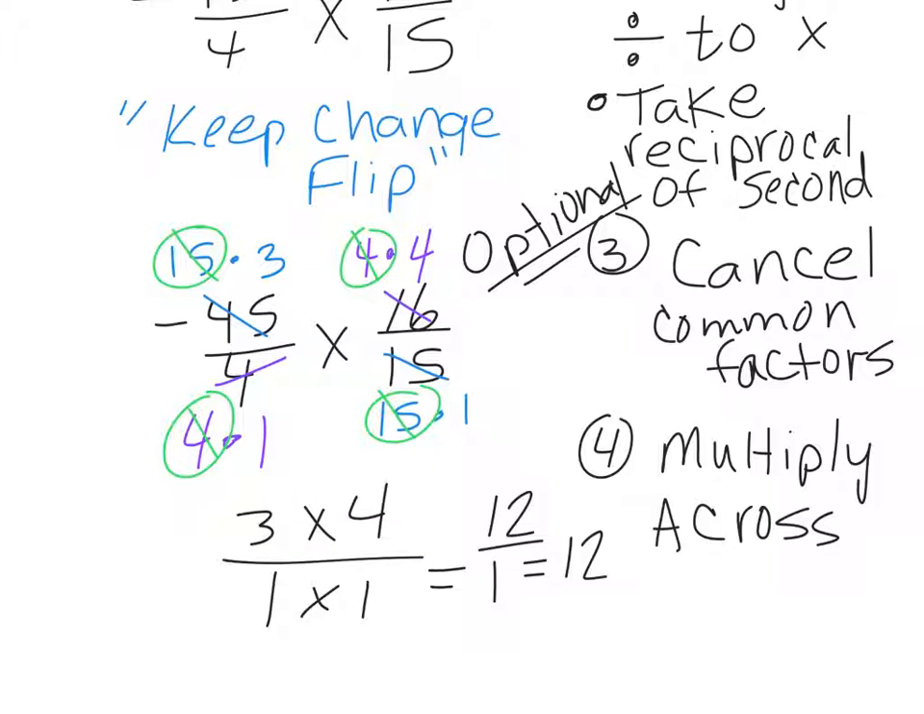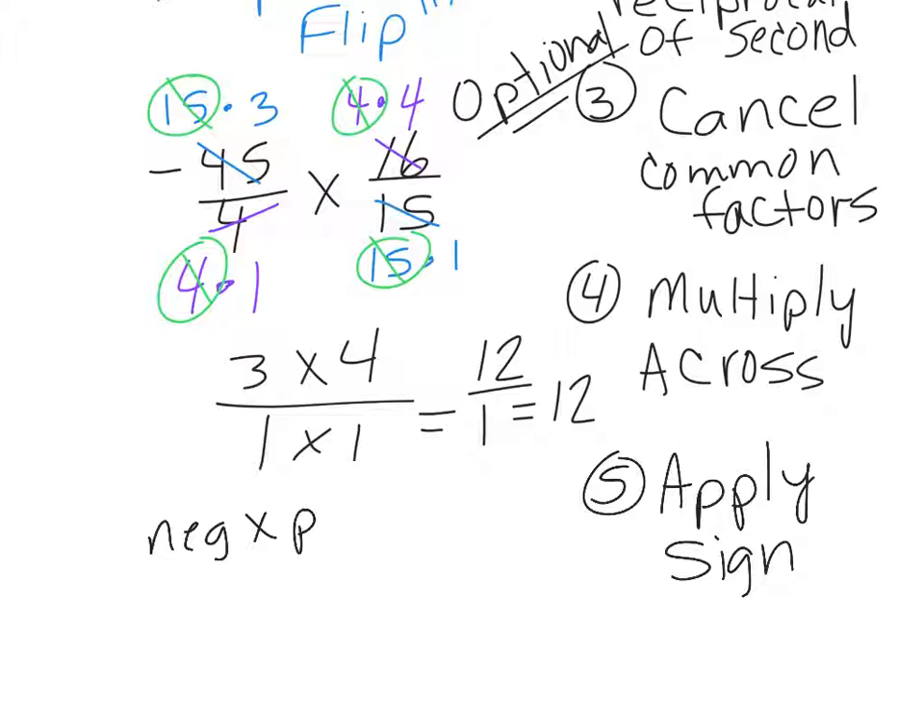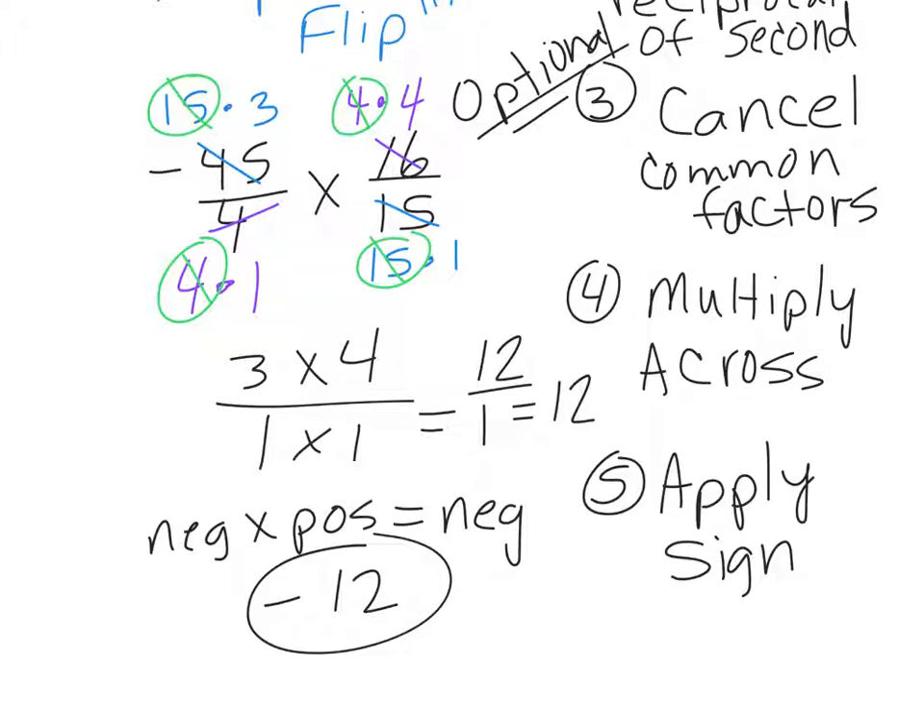Why am I getting ready to do all of that hard work, and yet I'm getting ready to get it wrong at the very, very end, even though I just did everything else right? Yes, ma'am. Well, I got to make sure I go back and deal with the signs. So step 5, don't do all that hard work and then miss it because you forgot step 5. Apply the sign. In this case, we had a negative times a positive. So that is going to equal a negative. So our final quotient, answer to a division problem, is negative 12.